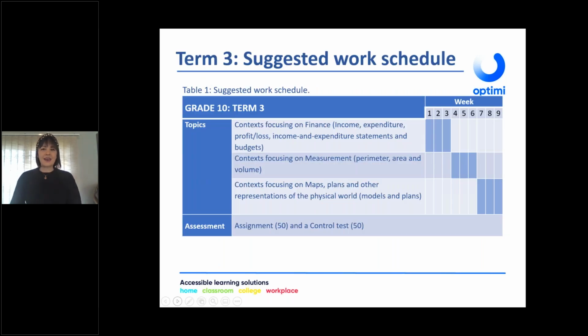Okay, so let us have a look at the term three suggested work schedule. Now, I would like to stress that this is a suggested work schedule. So this is not a strict schedule that you have to adhere to. If you take a little bit longer to cover a topic, or you cover a topic in a shorter time period than the suggested work schedule, it is all fine. This is just to give you a little bit of a framework to indicate more or less how much time you should be spending on each topic.